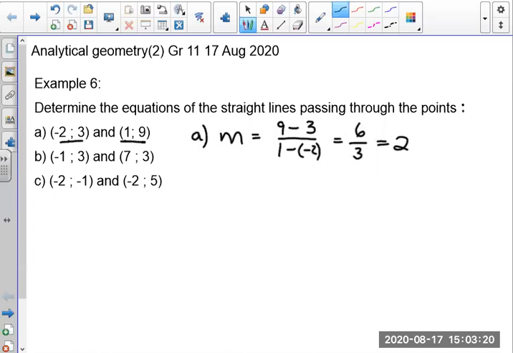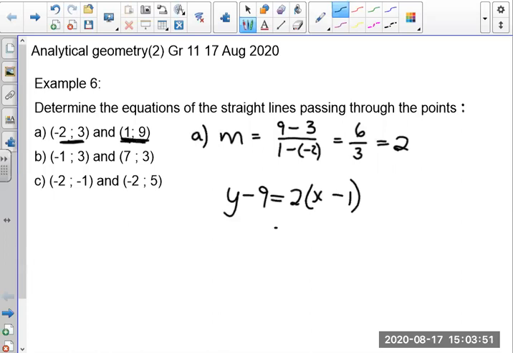Now, I can use any of the two equations, y equals mx plus c, or y minus y1 equals m times (x minus x1). I'm going to use the second one. Now, you can choose any of the 2 points. It really doesn't matter. You are going to get the same equation because both points are on the line. So, if I choose the second point, then it's y minus the y value equals gradient is 2 times x minus the x value.